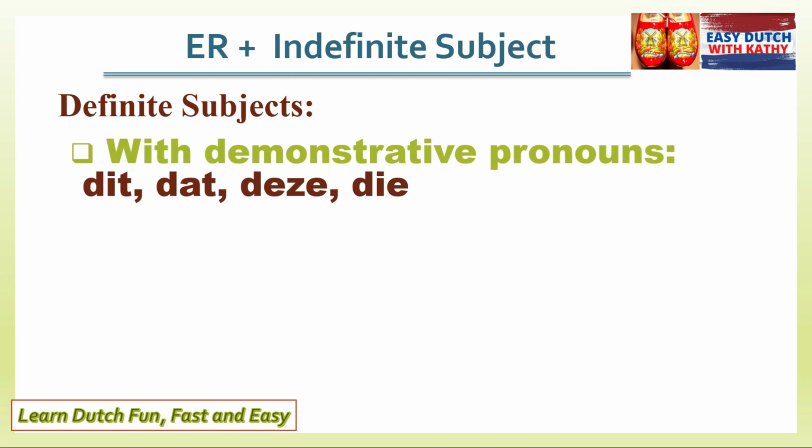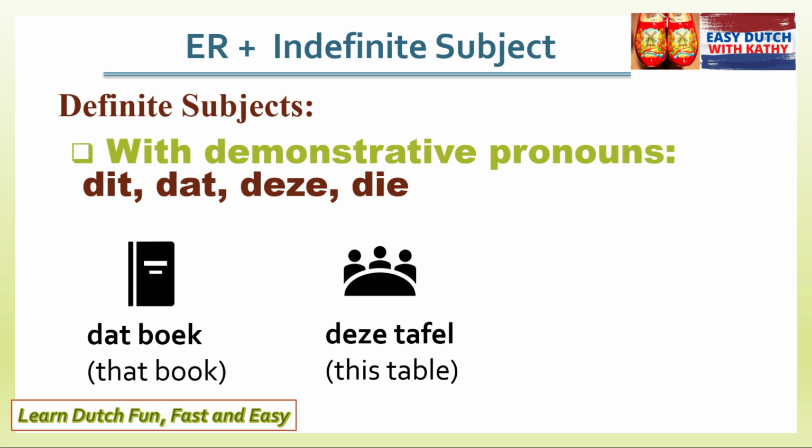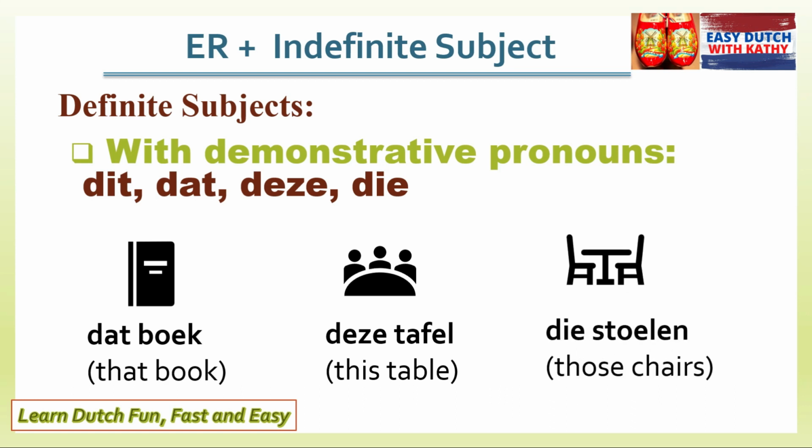Definite subjects are also subjects with demonstrative pronouns: dit, dat, deze, die. For example, dat boek means that book. Deze tafel, which means this table. Die stoelen, which means those chairs.